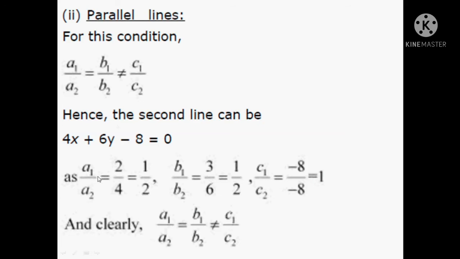Now let us check it. a1 by a2 is 1 by 2, b1 by b2 is again 1 by 2, but c1 by c2 is 1 by 1. So it is satisfying this condition. Therefore, our equation can be 4x plus 6y minus 8 is equal to 0.